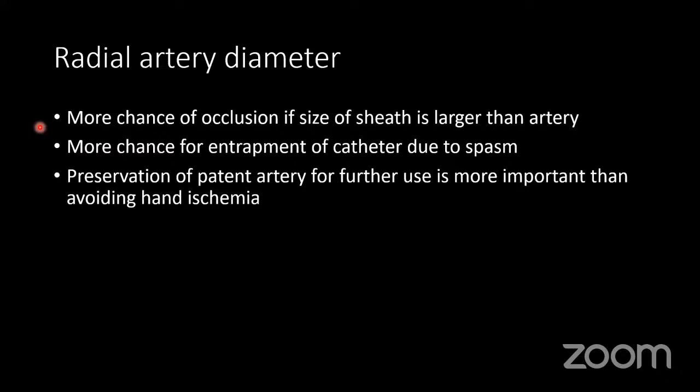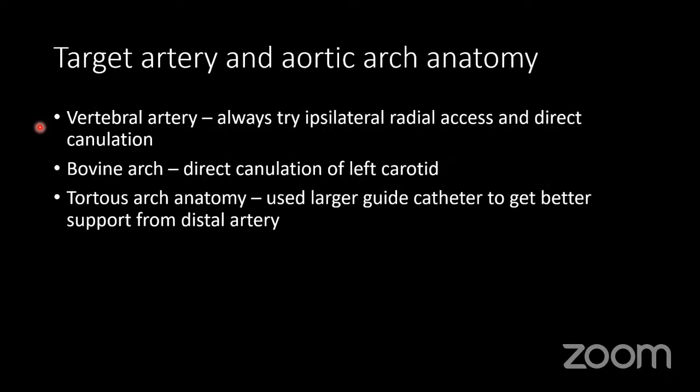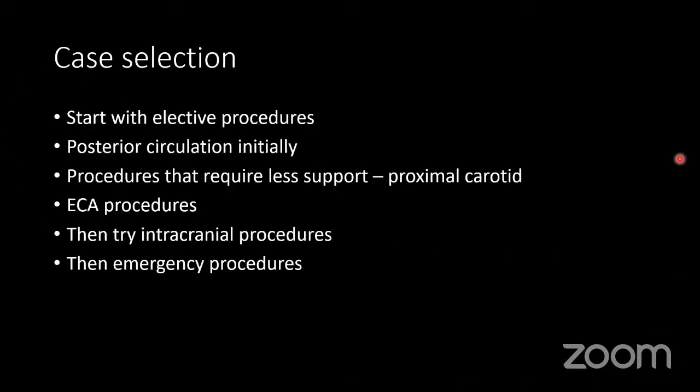If the preservation of the parent artery for further use is more important than avoiding hand ischemia, then always consider the diameter of the radial artery. Then about the target artery and aortic arch anatomy, I have already mentioned all these things like vertebral artery, tri-ipsilateral radial, and bovine arch, transradial, then a tortuous arch anatomy. So with all these factors, we have an upper hand in using transradial.